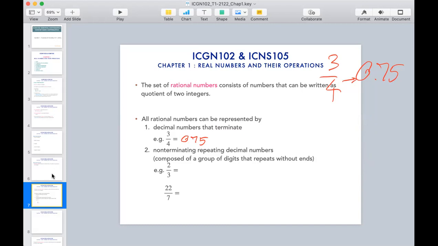Next, we talk about non-terminating repeating decimal numbers. This means that when you divide the quotients, you get a decimal number that does not end. It is composed of a group of digits that repeat without end. For example, 2/3. Can somebody tell me, when you divide 2 by 3, what value do you get? 0.66666, this is a non-terminating repeating decimal number.